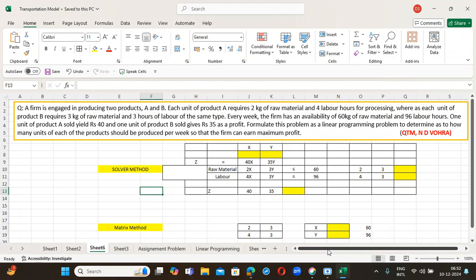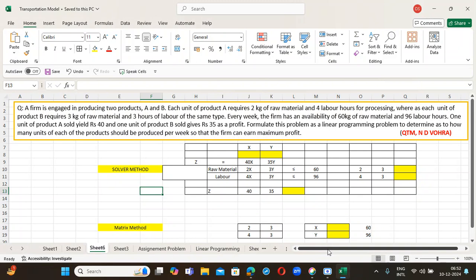Each unit of product A requires 2 kg of raw material and 4 labor hours for processing, whereas each unit of B requires 3 kg of raw material and 3 hours of labor of the same type. Every week, the farm has an availability of 60 kg of raw material and 96 labor hours.